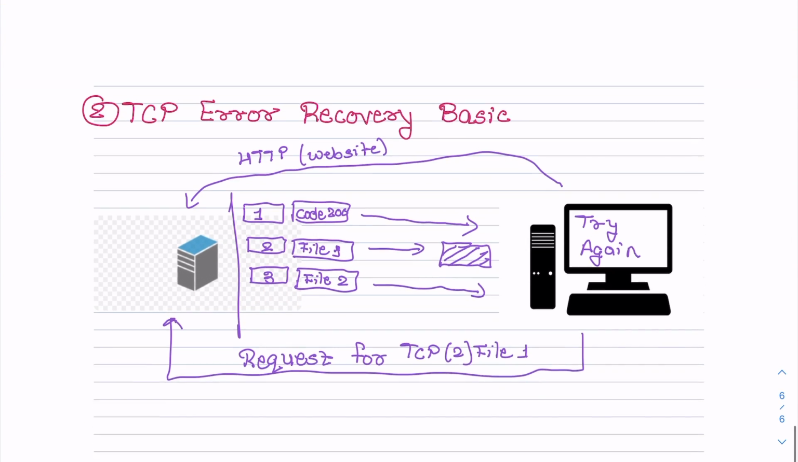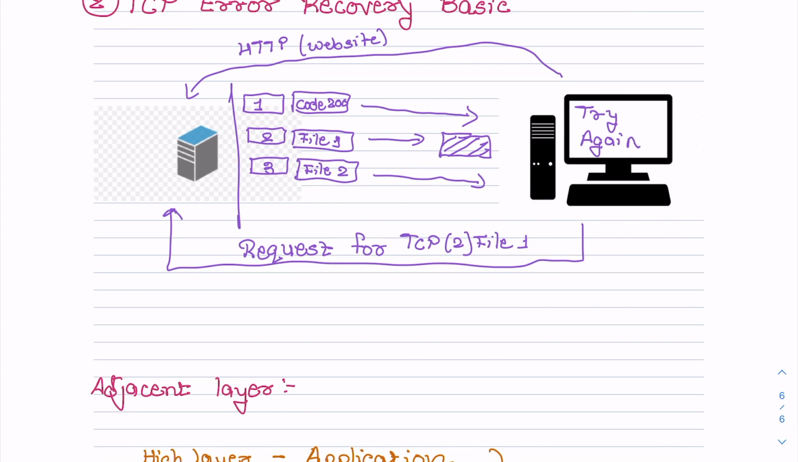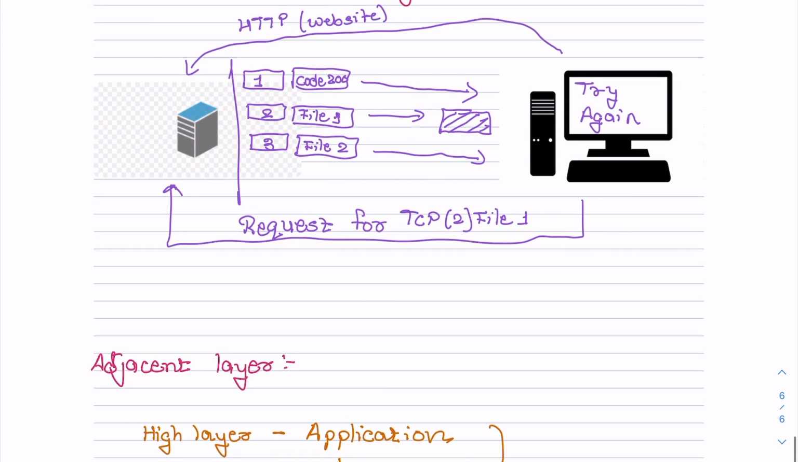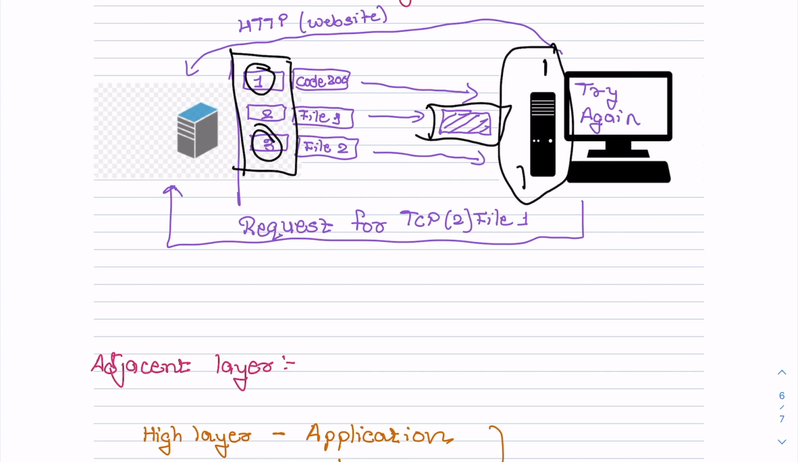So we will go to our next topic, which is TCP error recovery basics. Here it is the same mechanism: the web browser sends an HTTP request for a website. Then the server will get the files and pack them into, for instance, three files. Now if you can see, the first and third files are successfully sent to the computer, but the second file is missing. So what happens here is that the computer will ask to retry the whole thing.